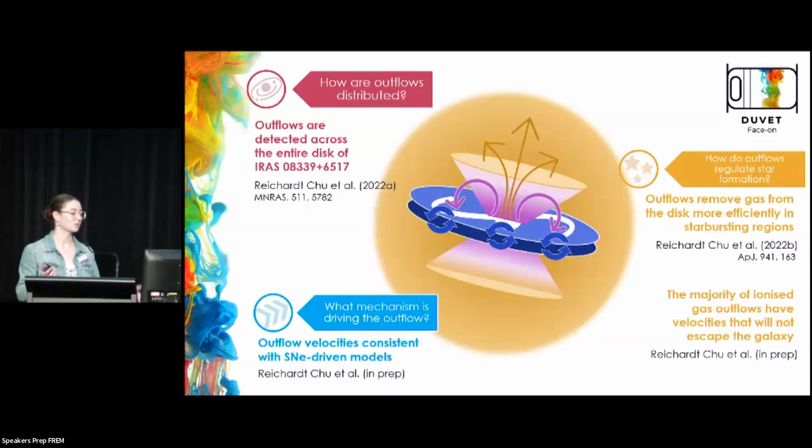So to summarize, we find that outflows are detected across the entire disk of IRAS 08 and many of our other DUVET sample galaxies. The outflow velocities are consistent with the outflows being driven by supernovae primarily. We also find that the outflows are removing gas from the disk more efficiently in starbursting regions, but that the majority of this ionized gas is actually going to probably be reaccreted onto the galaxy and it won't escape altogether.